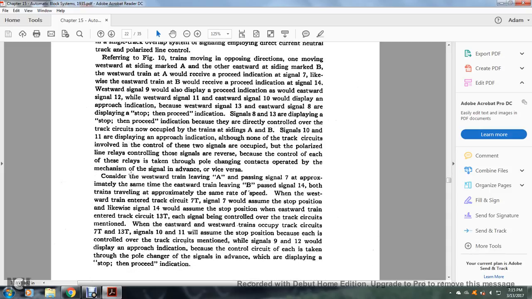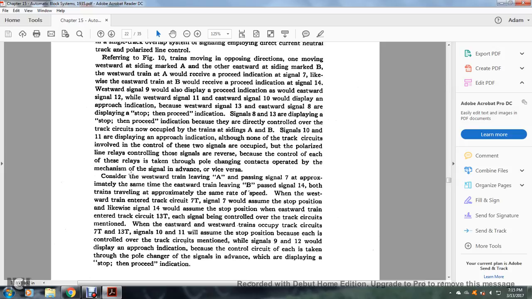Referring to figure 10, with the trains moving in opposite directions, one westward from the siding marked A and the other eastward from the siding marked B, the westward train at A would receive the proceed indication at signal 7. Likewise, the eastward train at B would receive the proceed indication at signal 14. Westward signal 9 would display the proceed indication, as would eastward signal 12.